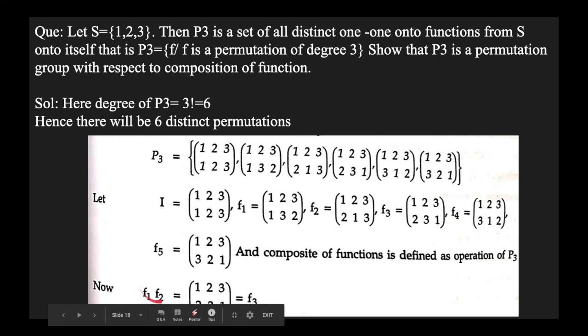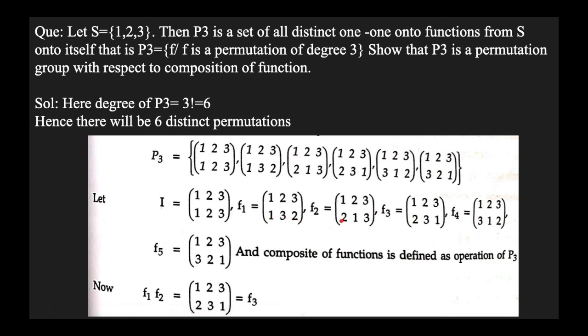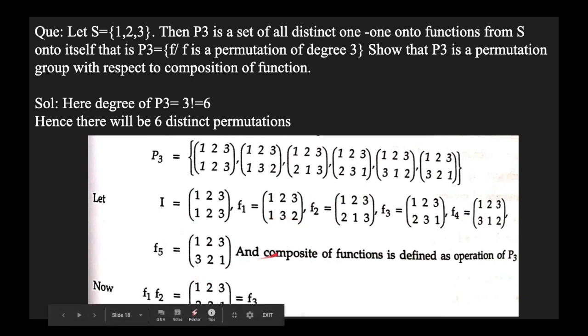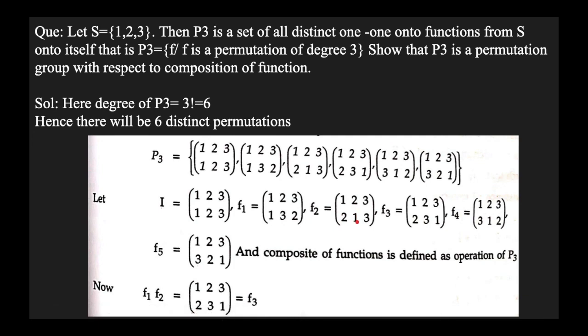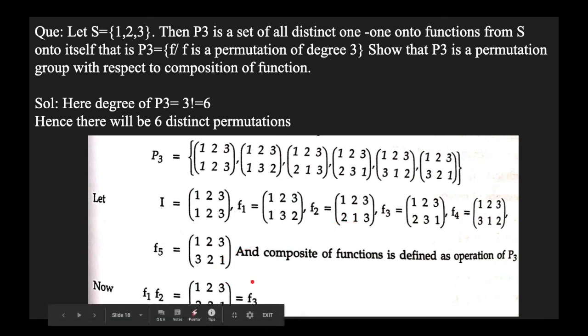First calculate f1 and f2. How to calculate? Consider f1 f2. 1 goes to 1, 1 goes to 2, so the entry will be 1 2. 2 goes to 3, 3 goes to 3, so the entry will be 2 3. Now 3 goes to 2 and 2 goes to 1, so 3 1. But this is the same as f3. So f1 f2 is the same as f3. In the same manner we have to calculate all the entries.